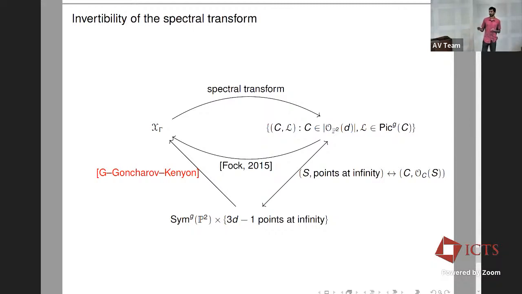And this is invertible. If you have the line bundle of degree G and it's generic, then it has a unique section that is holomorphic. And you take the divisor of that unique section and you recover the divisor. So these spaces are really the same.